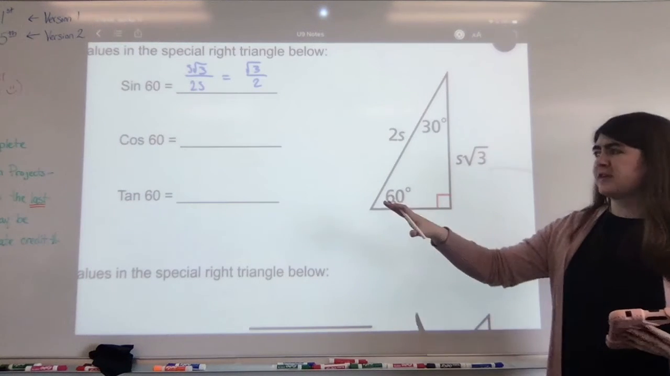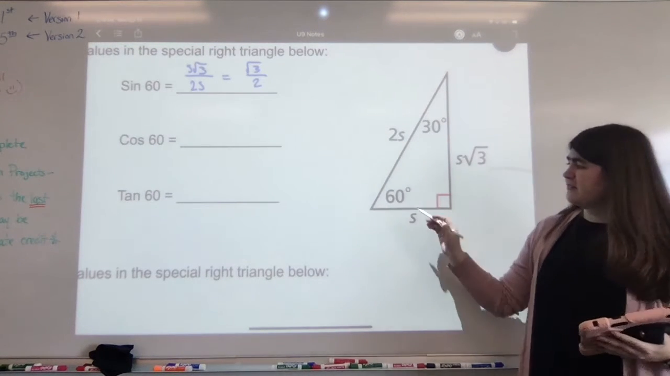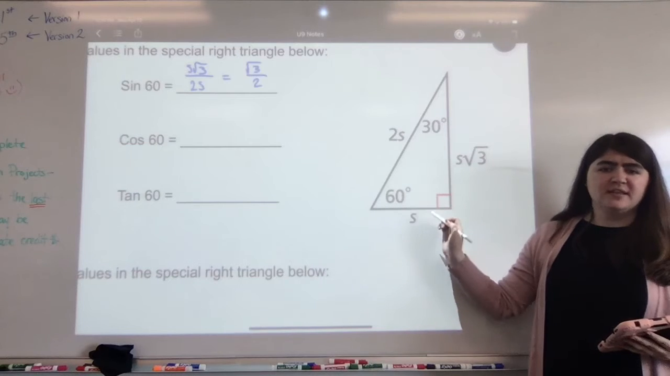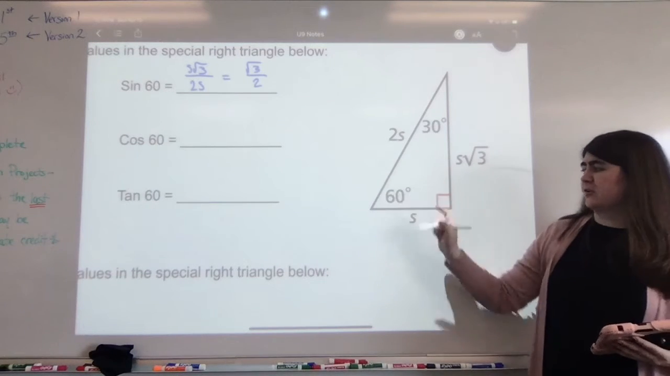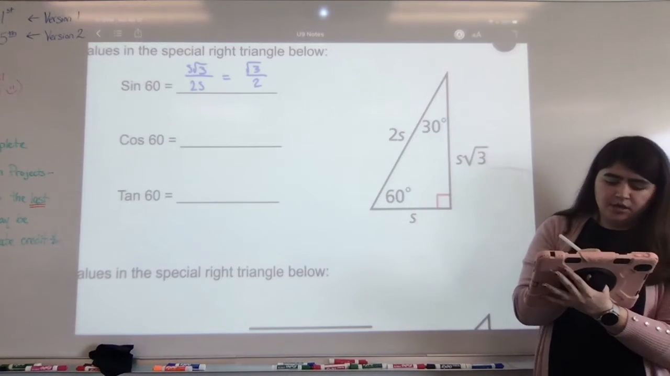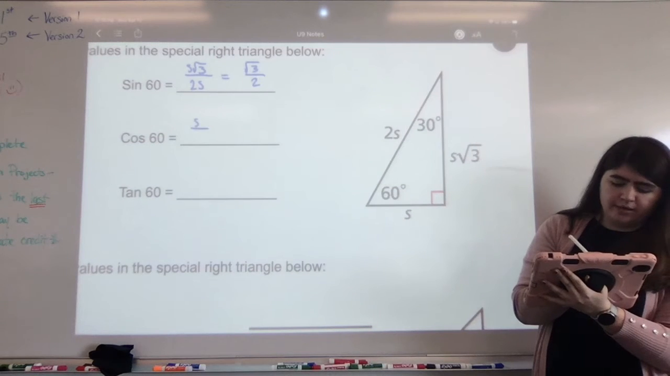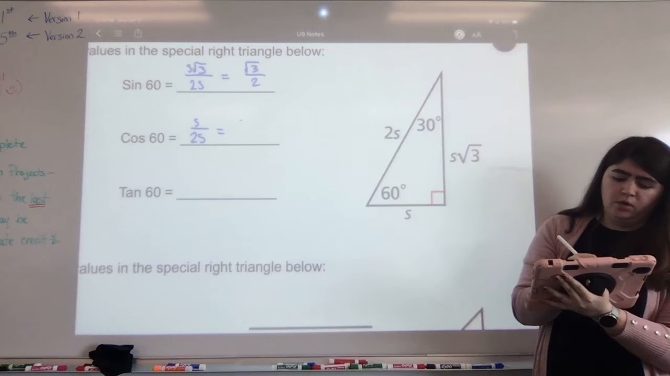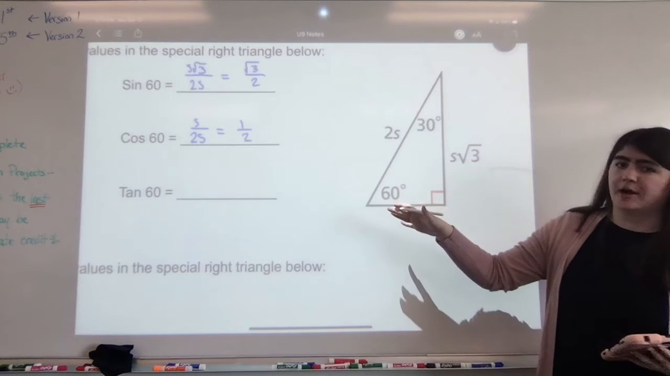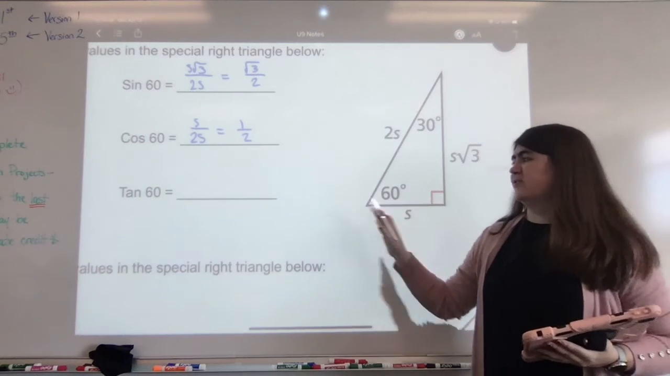Now we have the cosine of 60 degrees. So the cosine of 60 degrees is equal to the adjacent side over the hypotenuse. So I have s over 2s, which is another repeat. So s over 2s is equal to 1/2 because the s's cancel out. Right. Last but not least, we have tangent of 60.